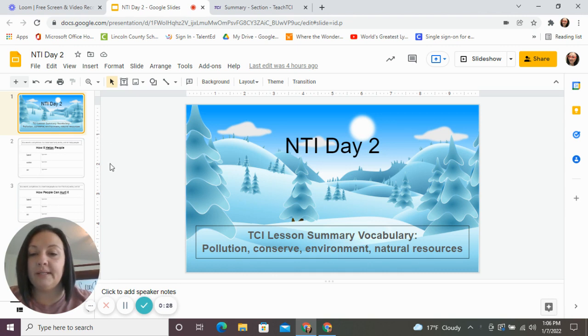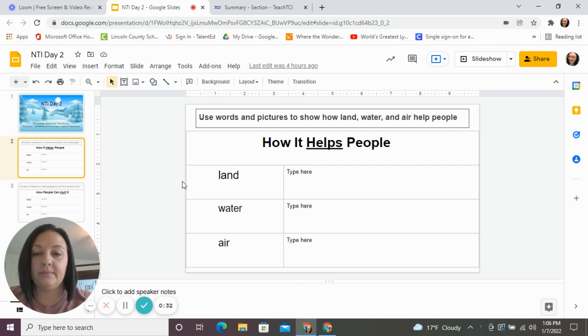Your assignment today will be to make this chart. Use words and pictures to show how land, water, and air help people. So, how it helps people. How does the land help people? How does the water help people? And how does the air help people?